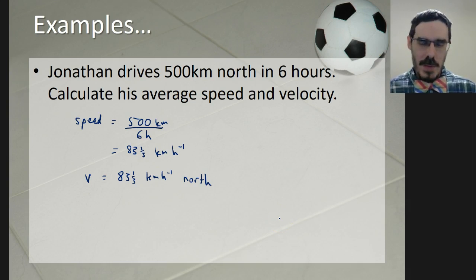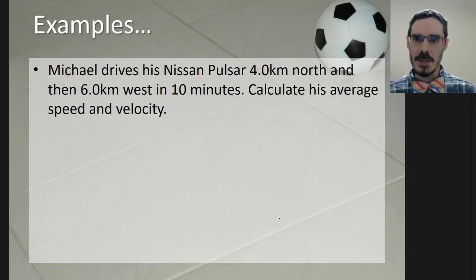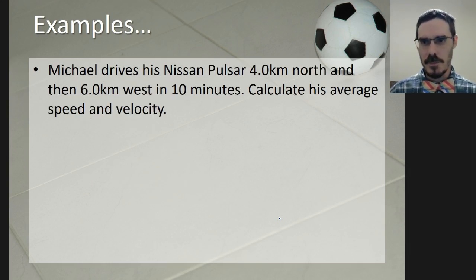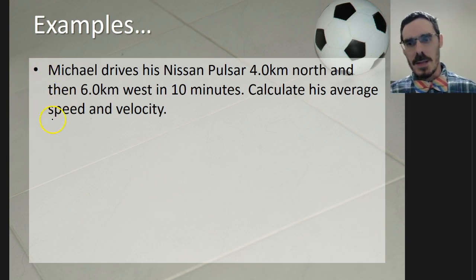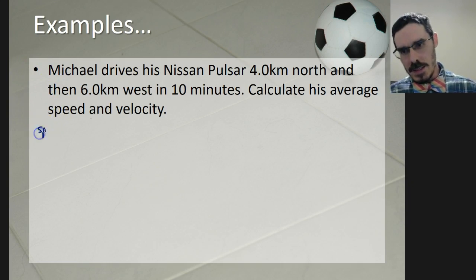But of course, because the velocity is a vector, it's going to make a big difference if there's other directions involved. So let me show you a more complex example. Michael drives his Nissan Pulsar 4 kilometres north and then 6 kilometres west in 10 minutes. Calculate his average speed and velocity. So let's have a go at speed. Speed is easier. It's a scalar. Total distance travelled divided by total time taken.